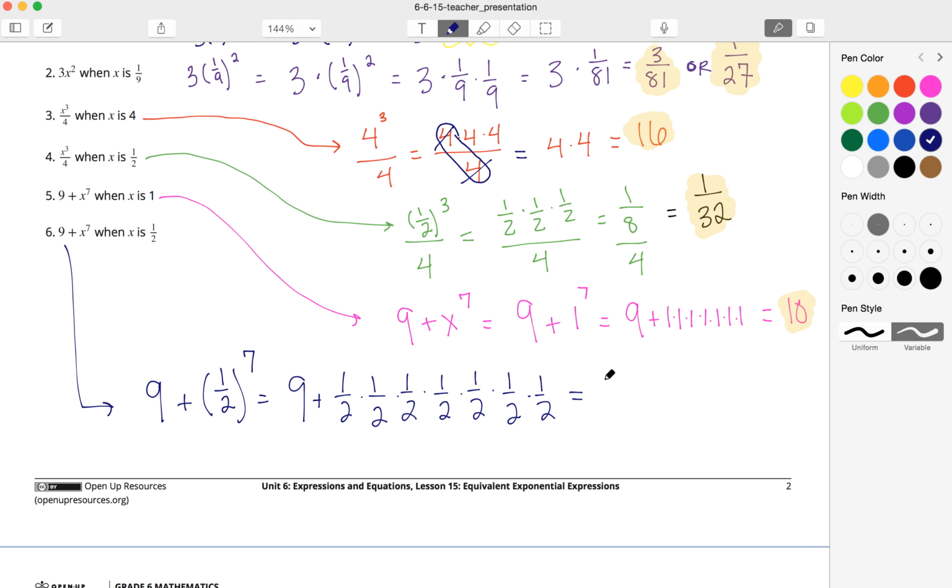So I'm going to end up with 9 plus 1 over 2 times 2 is 4. 4 times 2 is 8. 8 times 2 is 16. 16 times 2. We are just going to keep on going. It's going to take a long time, but feel free to grab a calculator or write it out if you want to. You do end up with 128, which gives you 9 in 128 pieces.